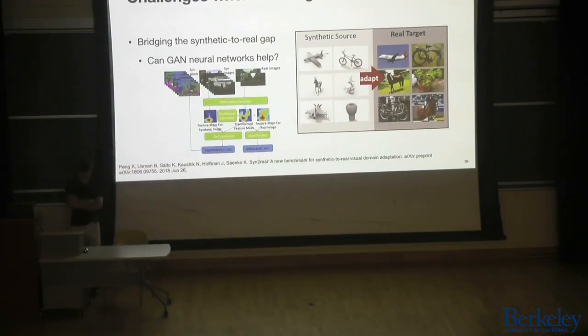One approach to trying to solve that is to try and make the graphics pipelines even more photorealistic, and try and make the data distributions match as closely as possible by, for instance, improving the way that you model how light is bouncing off of objects, etc.